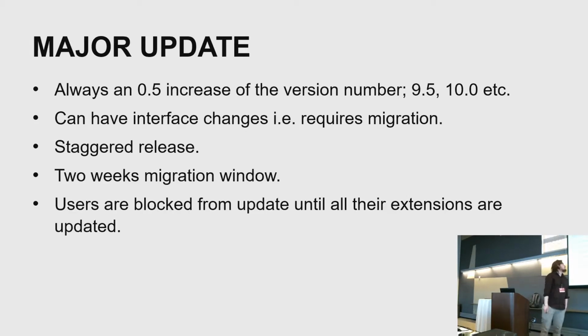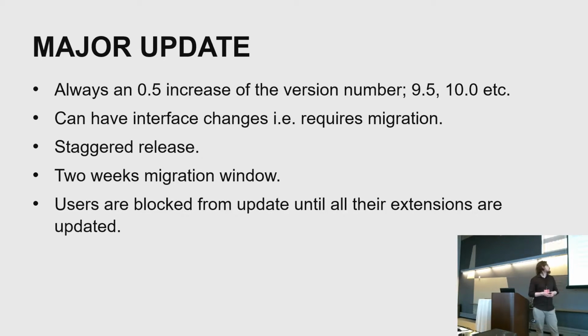So the first thing is our major update, and those are always a 0.5 increase in the version number. So we have the 9.5, the 10.0, etc. You probably know about those. And those can have interface changes and therefore require migration. And then they are staggered, so usually around a week process. So we put a few users at a time until all of them have it. The other ones, the normal patches and hotfixes and all of those, are just instantly out to everyone.